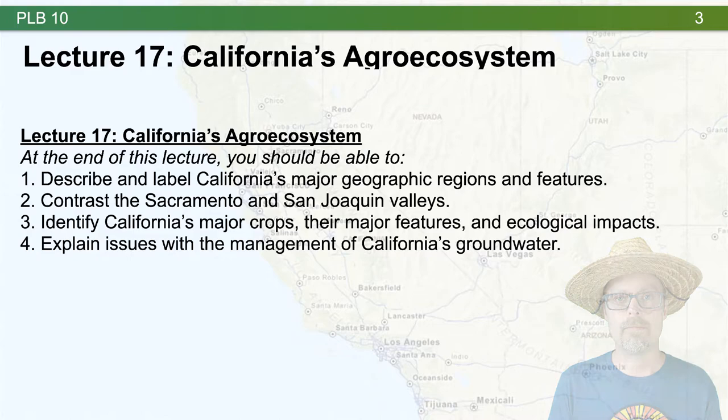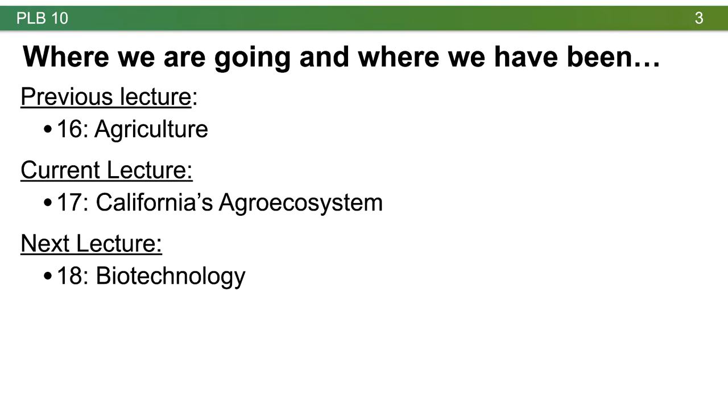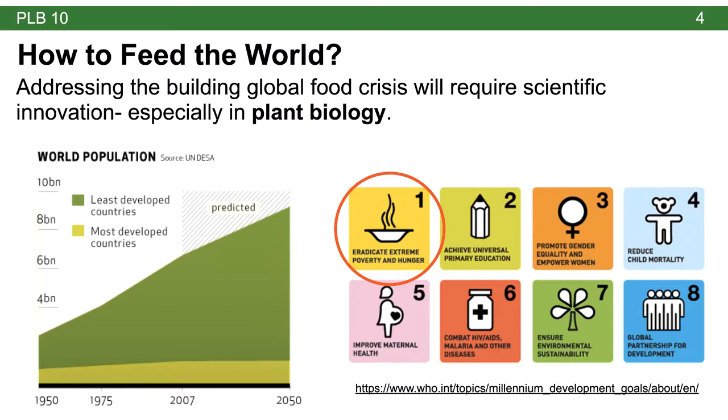In our previous lecture, we talked about the history and origins of agriculture. In this lecture, we'll talk about California's agroecosystem, and then we'll move on to biotechnology. One of the questions I left off with in the last lecture was this question of how to feed the world. And I would argue that addressing the building global food crisis will require scientific innovation, especially in plant biology.